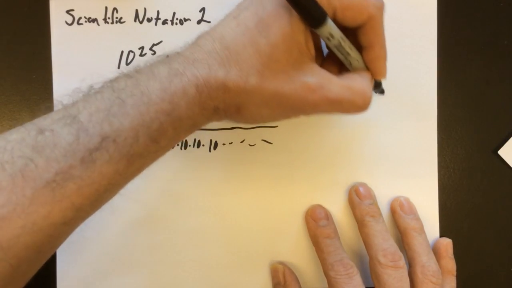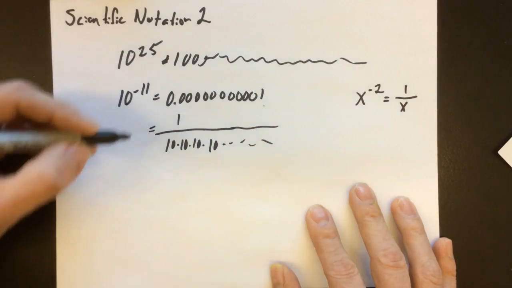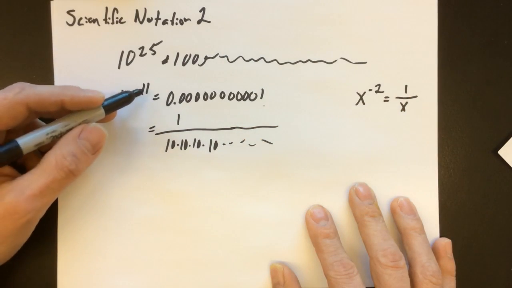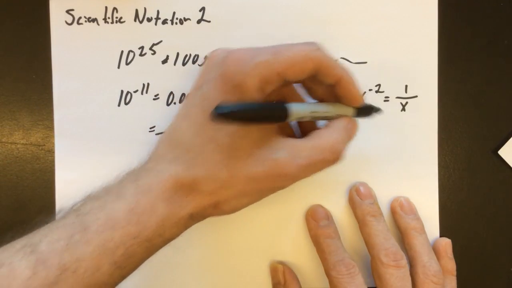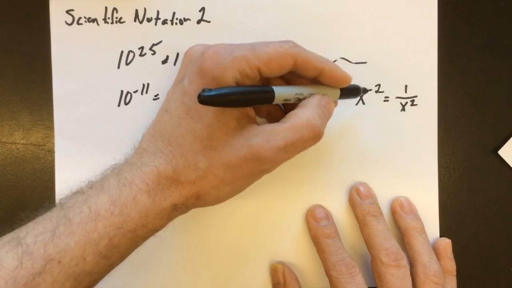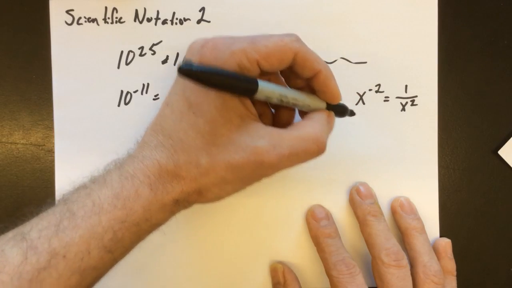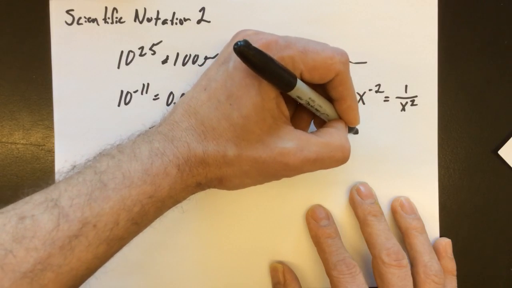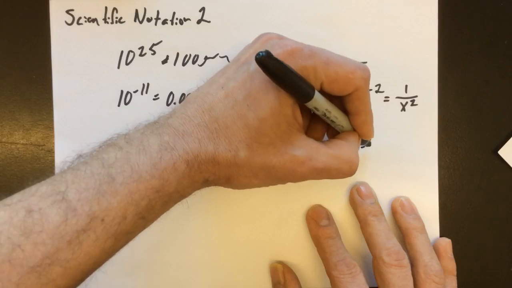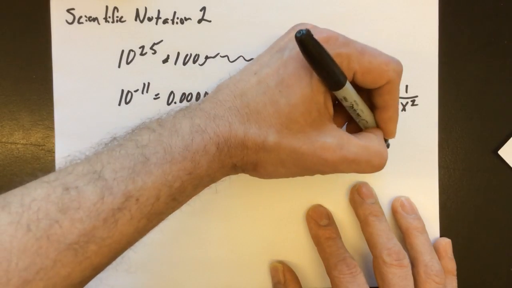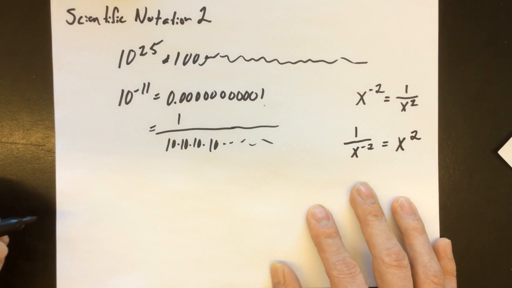X to the minus 2 is equal to 1 divided by x squared. That's really the same thing we said here. 10 to the minus 11 is 1 divided by 10 times 10 times 10. This is the same thing. I think the harder part to understand is 1 over x to the minus 2 is equal to x squared.